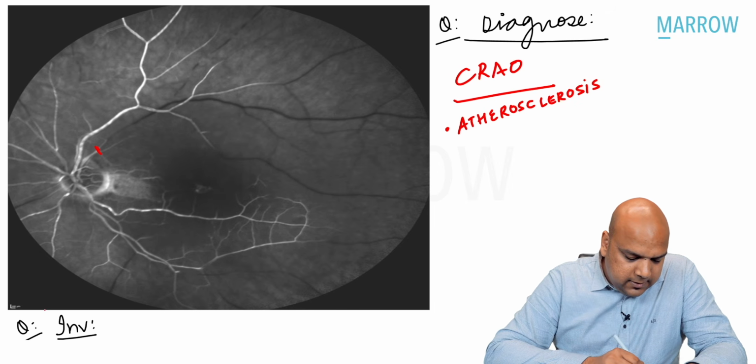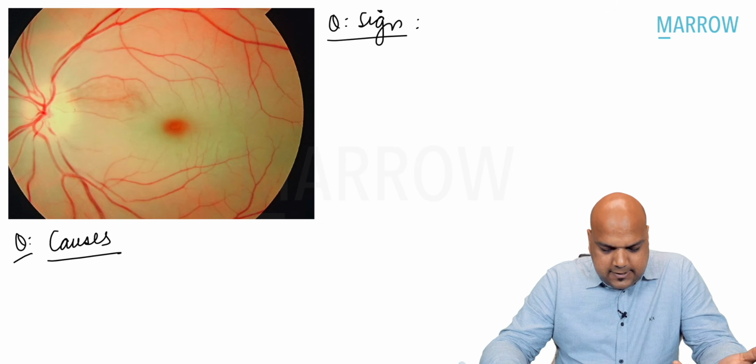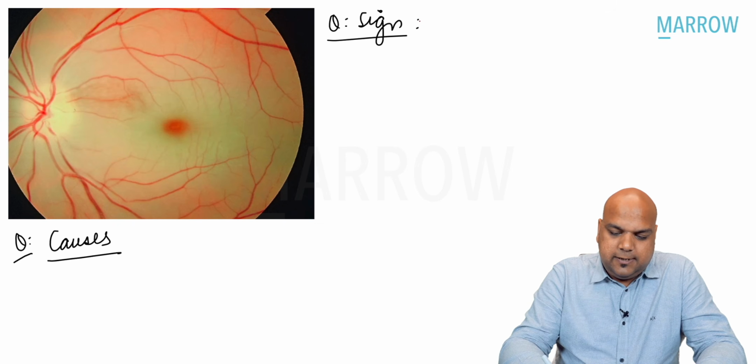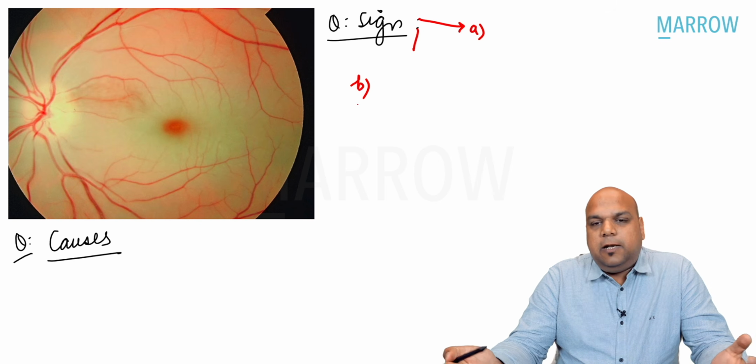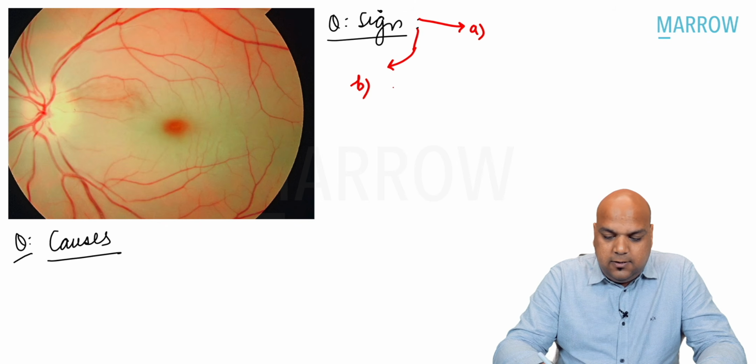All right. Now, moving on to the next image, sign and causes. Okay. What do we see? We see two signs here, sign A and sign B. Anybody would like to opine? Sign A and sign B. Okay. Some people are saying, sir, cherry red spot.